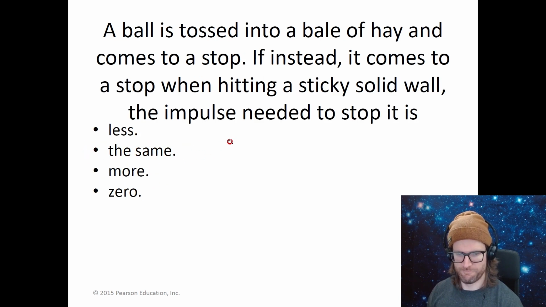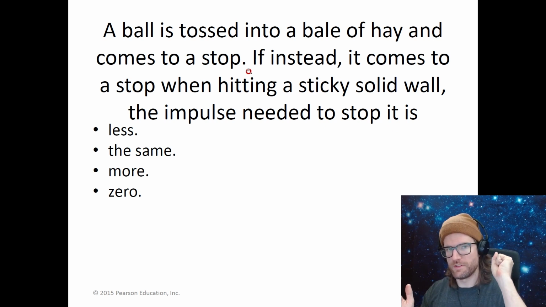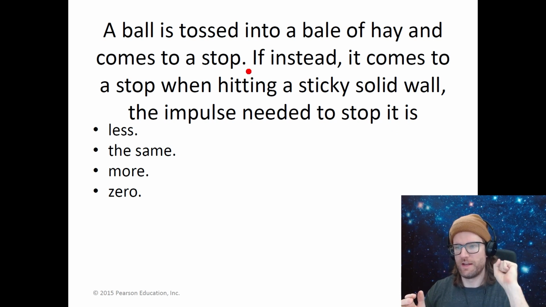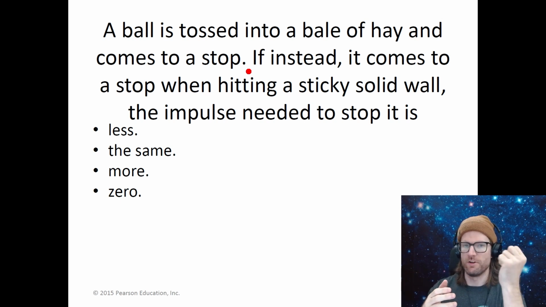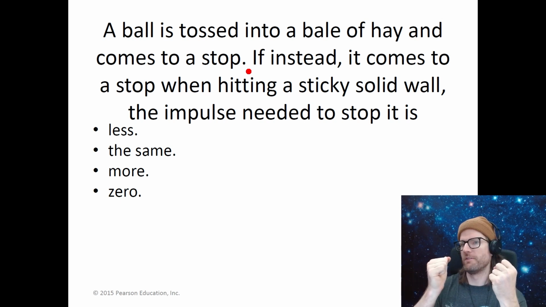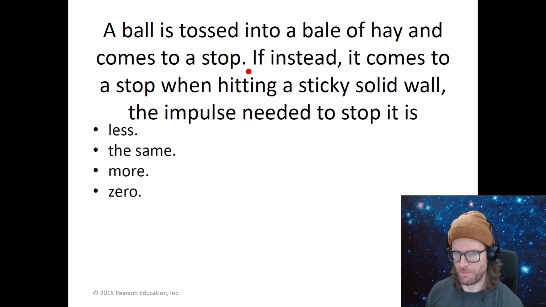Okay. A ball is tossed into a bale of hay and comes to a stop. If instead it comes to a stop when hitting a sticky solid wall, the impulse needed to stop it is... Okay, so if we toss the same ball with the same speed and it hits a bale of hay, comes to a stop. Same ball with the same speed, hits a sticky wall, comes to a stop. In both cases, it started with some momentum and ended at 0. So the impulse is the same.